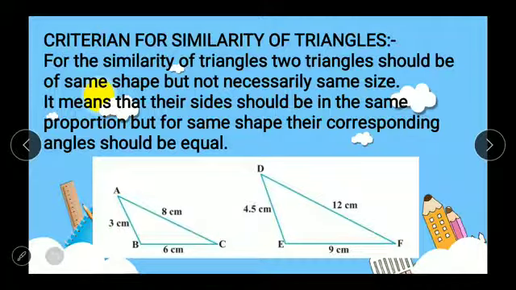So students, the criteria for the similarity of two triangles is the same shape but not necessarily the same size. It means the sides of the triangles should be in the same proportion, but for the same shape their corresponding angles should be equal. Like in this picture you can see the sides are in the same proportion and the angles are also equal, hence they are similar.